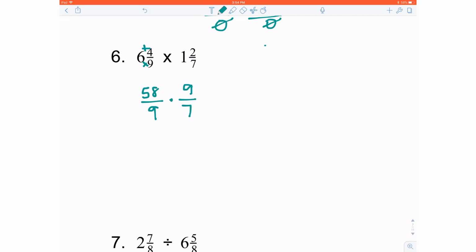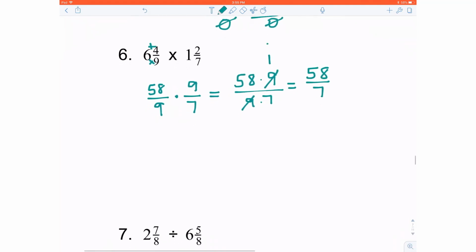So I'm going to show you something. I'm going to show you a little trick here. This becomes 58 times 9 over 9 times 7. Well, when we have something that's the same in the top and bottom, like the 9, we can actually cross them out. Okay? When we do that, 9 divided by 9 is 1.